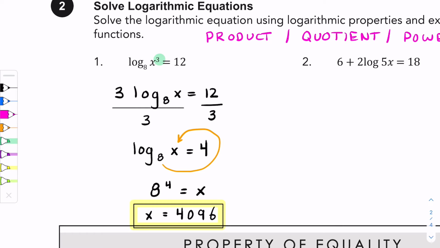So to add a couple notes in, you always want to isolate the expression, which might mean you need to use a property. And then after you do that, you need to convert to exponential form and you need to solve.